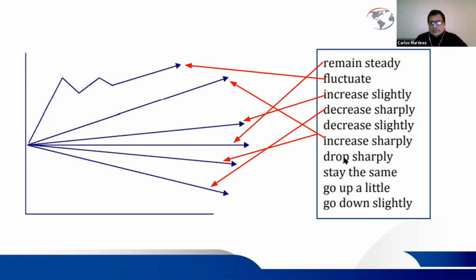But now we also have 4 more that can relate to these words too. The first one is go up a little. Okay, so increase slightly can also be expressed with it went up a little. Slightly, a little bit. The next, drop sharply. Okay, so decrease sharply can also be said drop, because drop is to fall. So it dropped sharply. It went down very quick. Stay the same is remain steady. Okay, stay the same. It stayed the same.